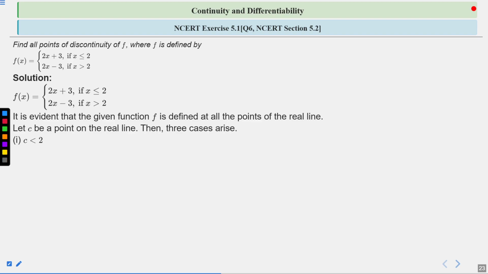First case is c is less than 2. Second case will be c is greater than 2. And third case will be c is equal to 2, right?